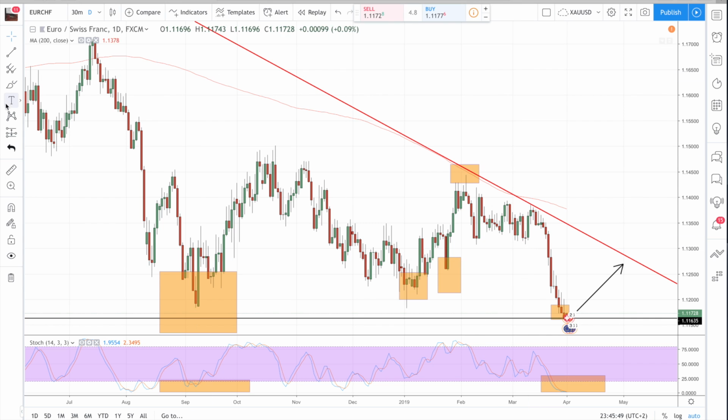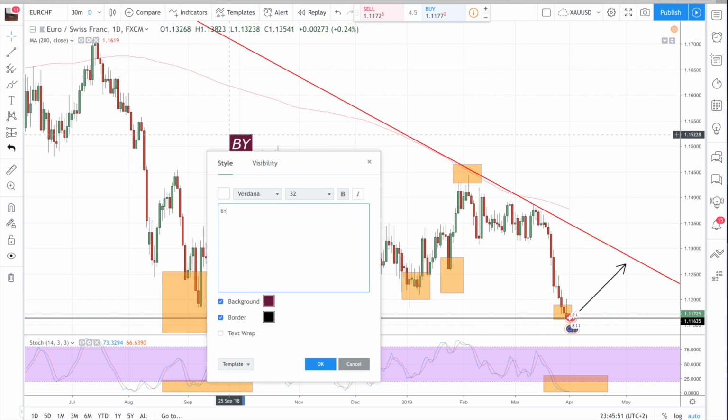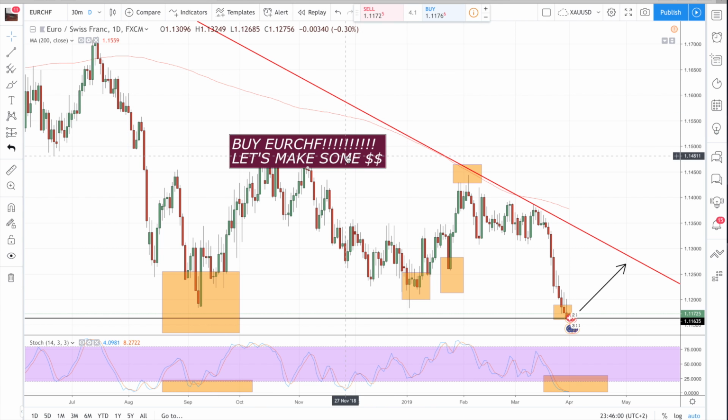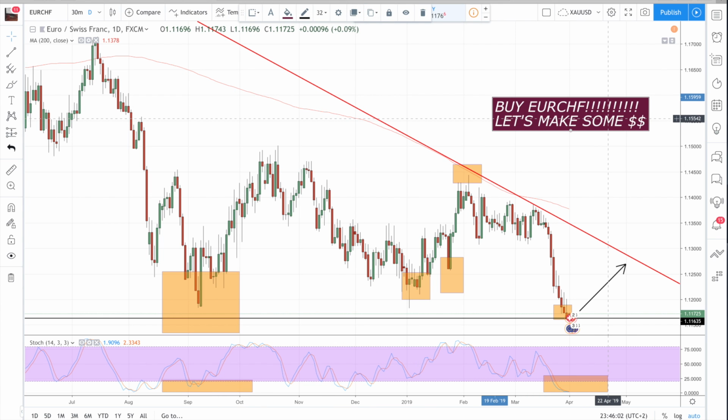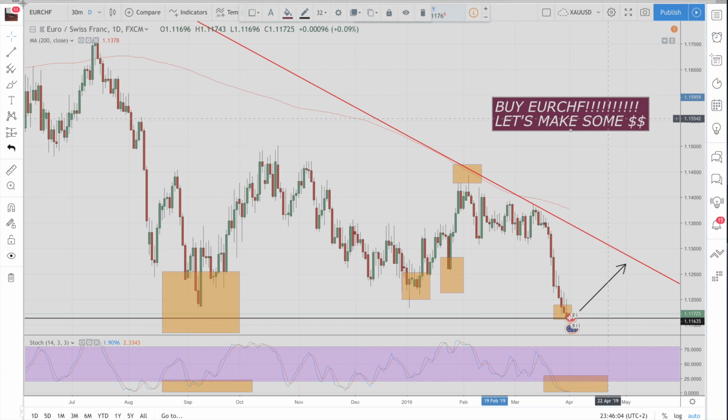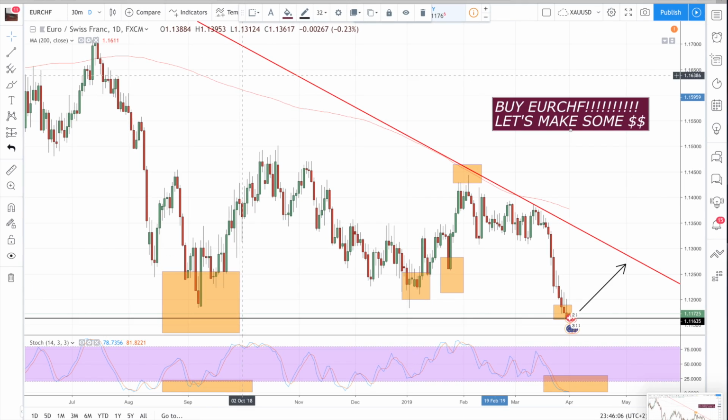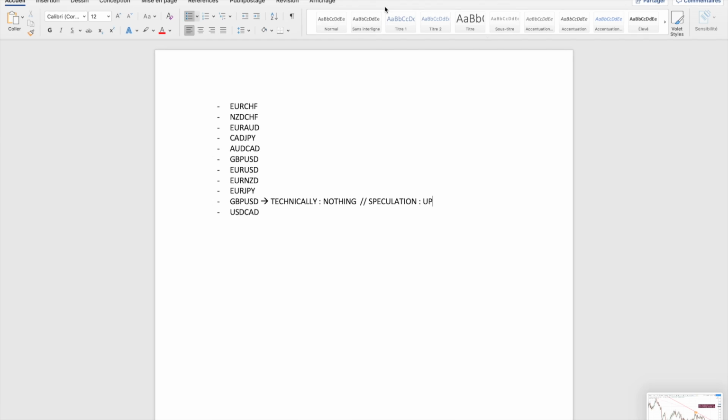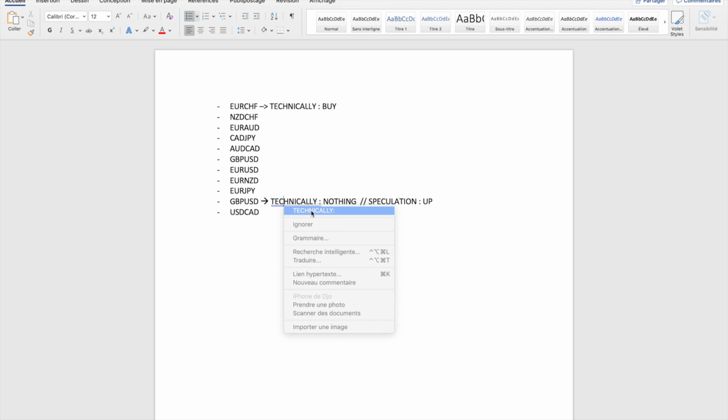So Euro CHF, buy Euro CHF. This is my trade, guys, and let's get it. You know what? I'm going to send it live to you guys on the group. So Euro CHF, technically buy. There is no speculation.